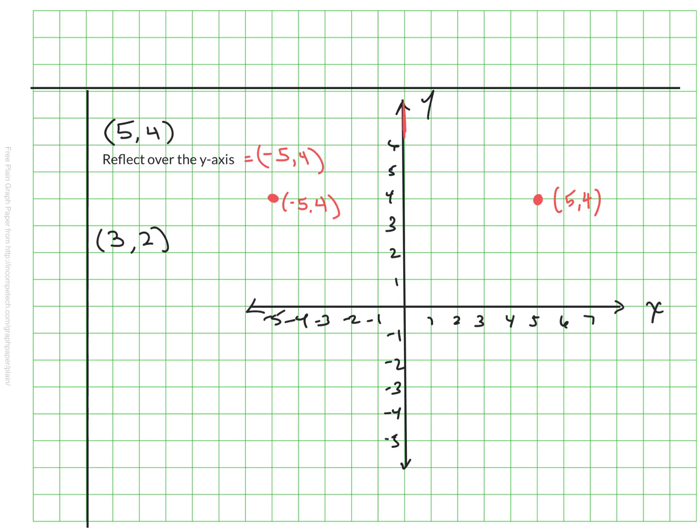Let's do another one. Let's plot the point 3, 2, and then let's reflect that over the x-axis. So my x value will stay the same. It's still 3 over to the right, but instead of going up 2, we would go down 2. Oh, and I forgot to mark these. So 3, 2 was our original, and now it's 3, negative 2. I'm going to write that here as well. 3, negative 2 when we've reflected it across the x-axis.